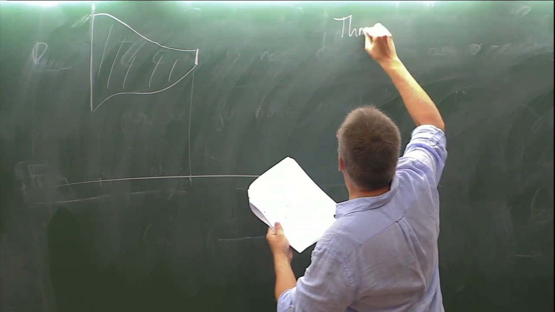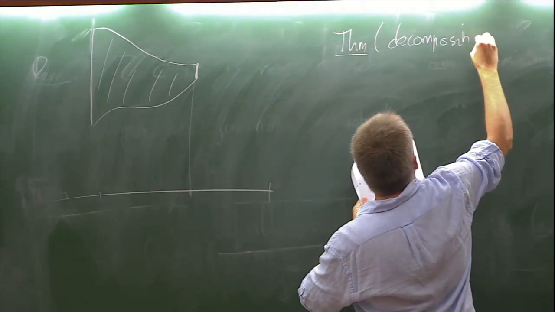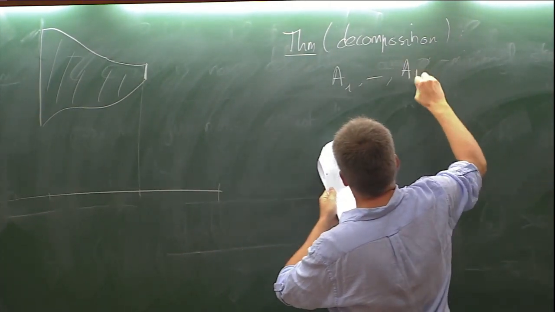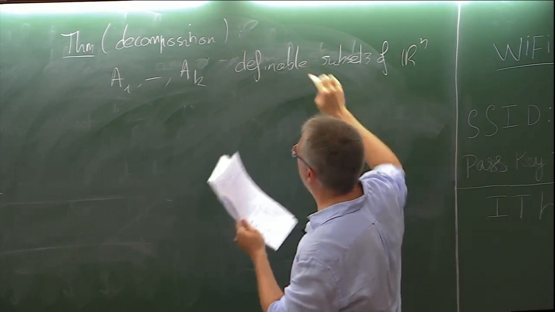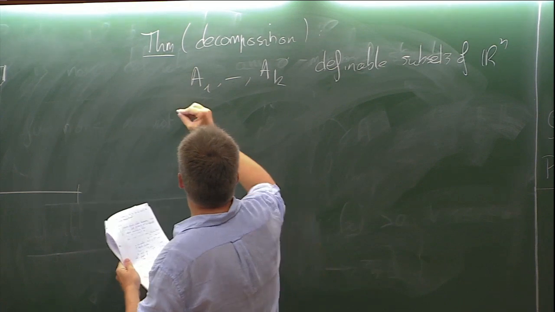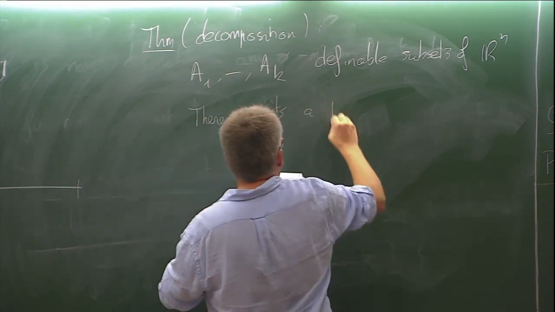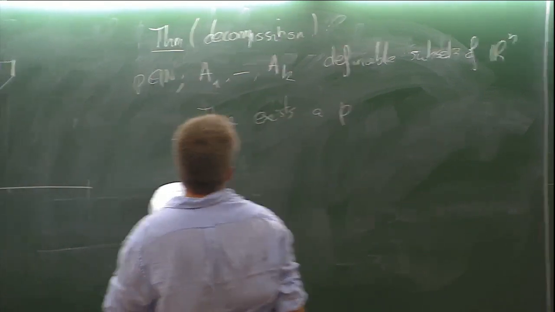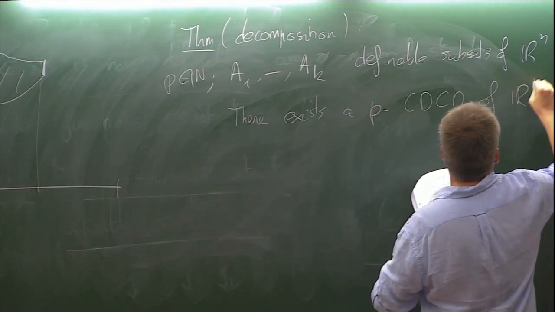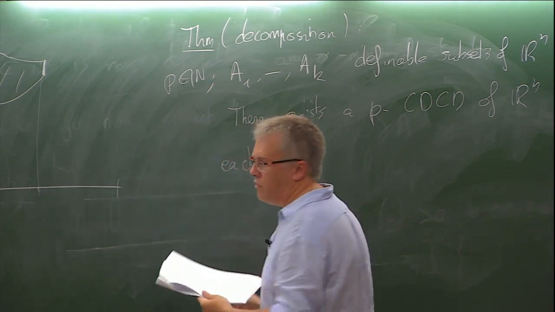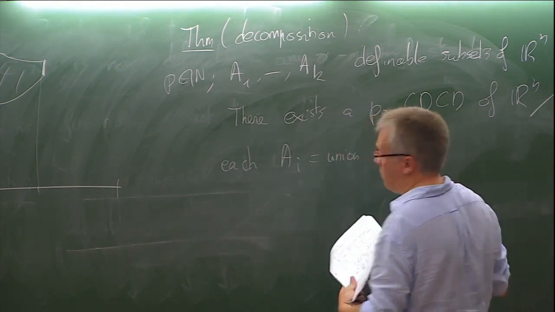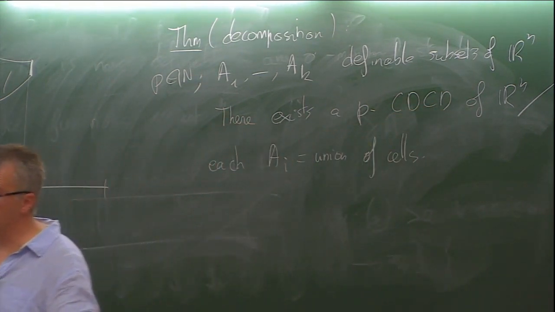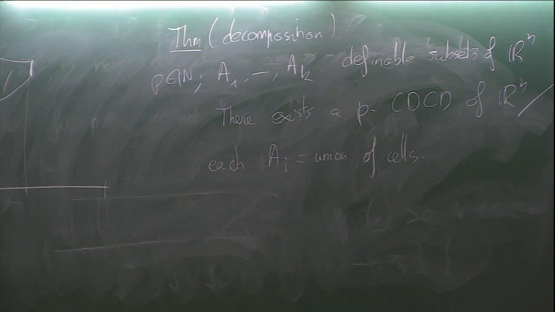The main topological theorem is called the decomposition theorem. It tells you that if you give yourself a finite number of definable subsets A_1 to A_k of R^n, recall that I fixed the o-minimal structure I'm working with, and you fix p, then there exists such a decomposition of R^n such that each A_i is a union of cells. It's a very strong theorem. It tells you that if you have finitely many definable sets in R^n, then you can find a very simple partition of R^n of this form, such that any of those definable sets is a union of cells.